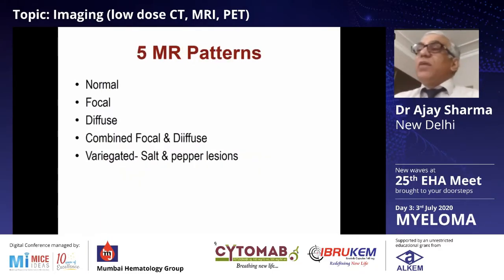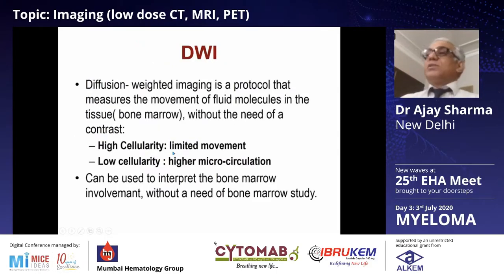MR can have 5 kinds of patterns. It can be normal, it can show the focal involvement, it can show the diffuse involvement, it can be combined focal and diffuse, or it could be a variegated salt and pepper lesion appearance.